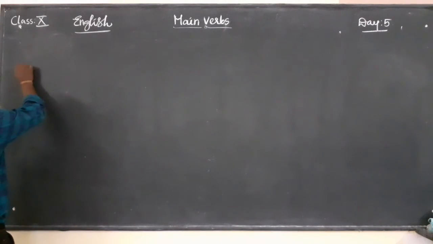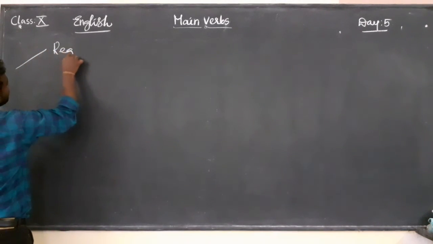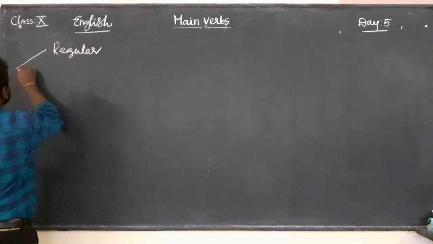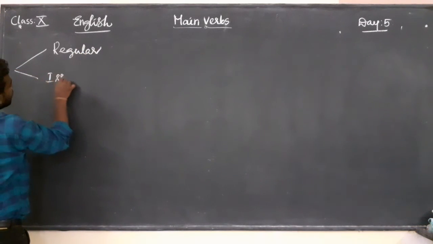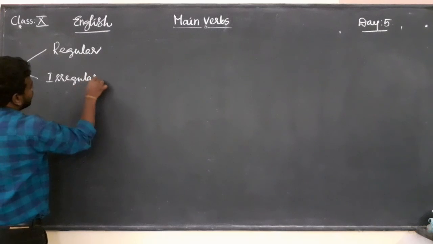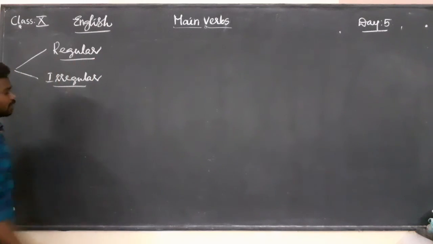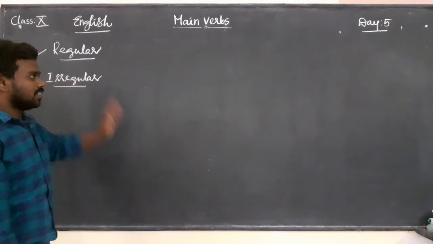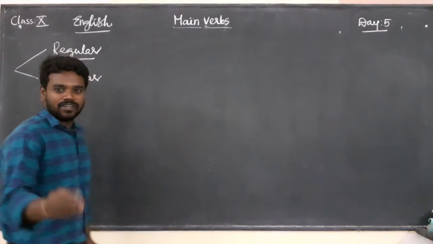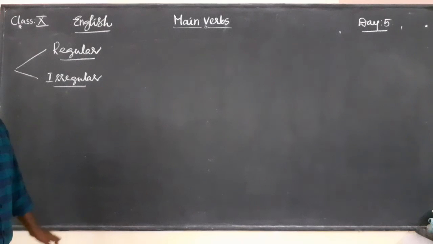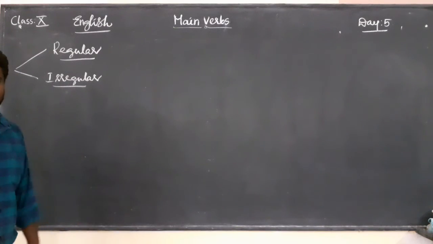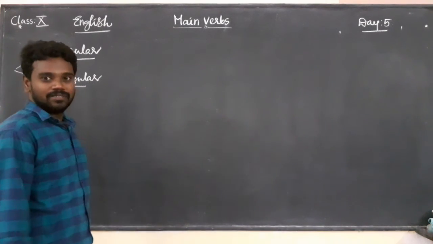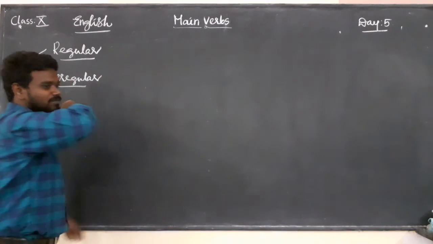So what are they? Regular verbs and irregular verbs. So what are regular and what are irregular? Before looking at this, let us once recall the different forms of a verb. In day 4 class I gave you the different forms of a verb.